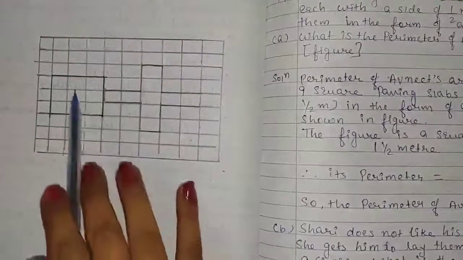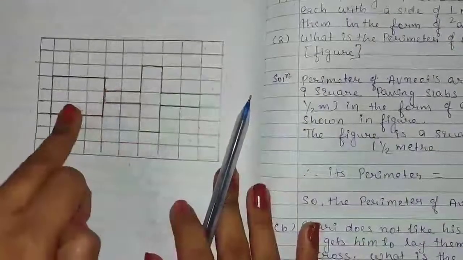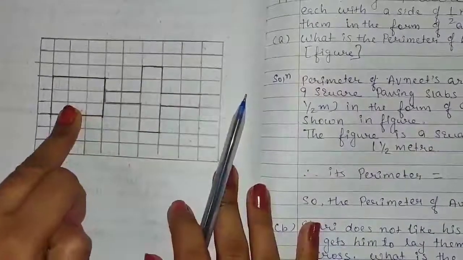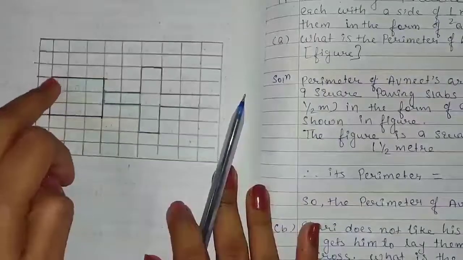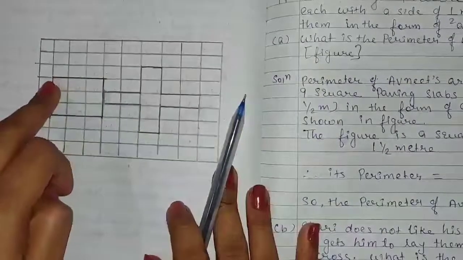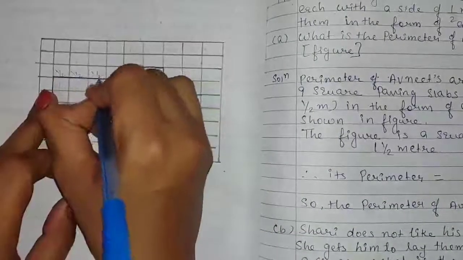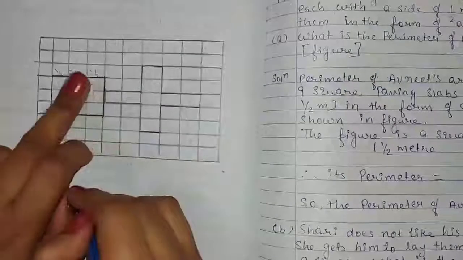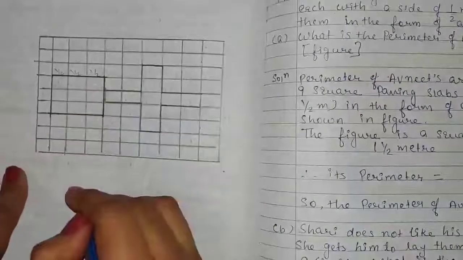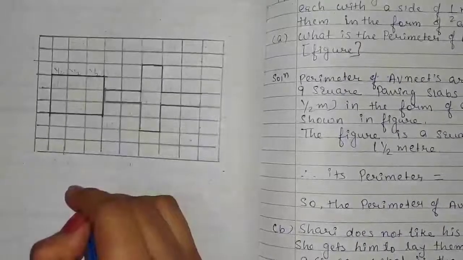Students, this is the shape of the square which Avneet has made with the paving slabs. This one box is 1/2 meter. So let us find the perimeter of the square. If one box is 1/2, then 1/2 plus 1/2 plus 1/2 is 1 and 1/2. So 1 and 1/2 meter would be one side of the square. Now let us find the perimeter of the square.